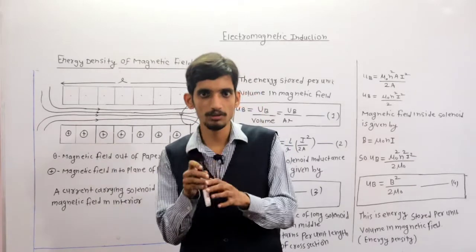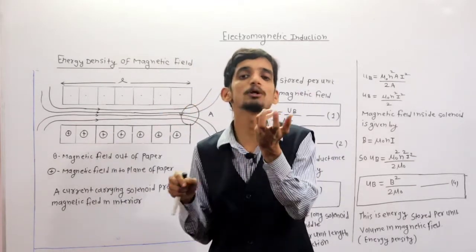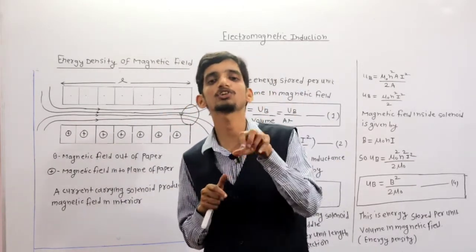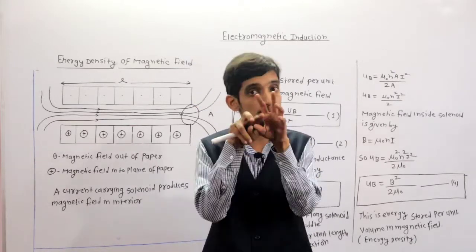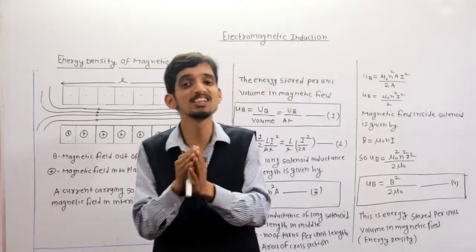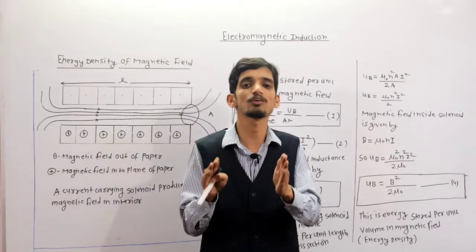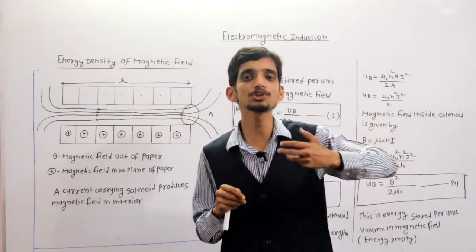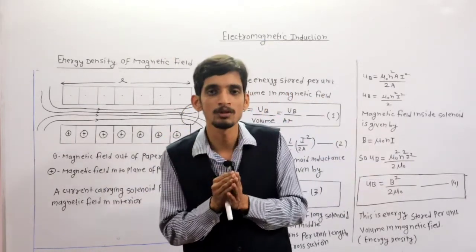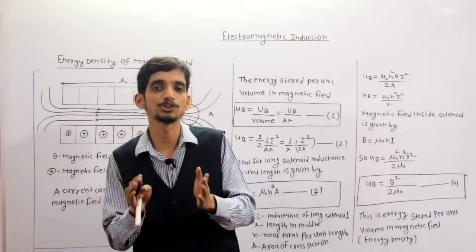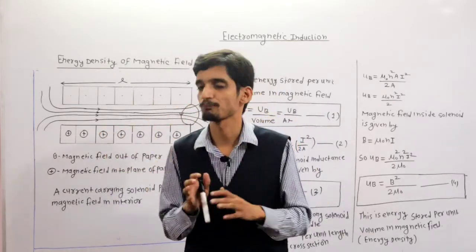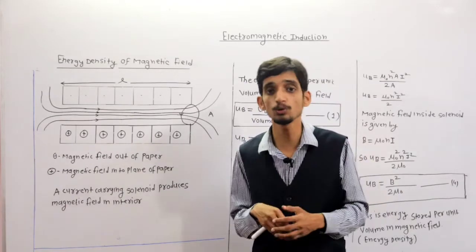What's the basic concept? Suppose a particular volume has been occupied. In that particular volume, how much energy has been stored, and that particular space or volume is in a magnetic field. So this is the concept of energy density. Energy stored per unit volume is called energy density. Clear? Okay. That derivation we have to do now.